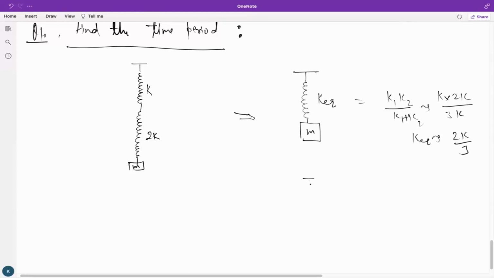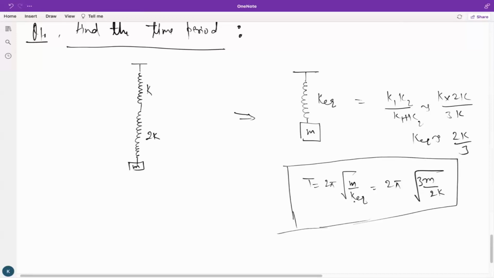And we all know that the time period for a single spring block system is 2 pi root under m by k, but here k is actually k equivalent. So 2 pi root under m by the k equivalent value, which is 2k by 3, so 3m by 2k. So this is our time period. I hope it is clear to all. Okay, कुछ भी डायनेमिक्स करने की जरूरत नहीं है. You just have to find the k equivalent and then it is easy to put it in the formula we already have: time period equal to 2 pi root under m by k.